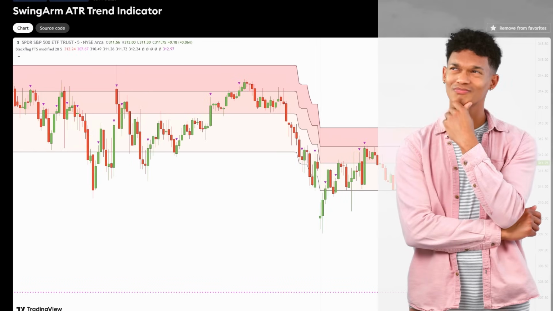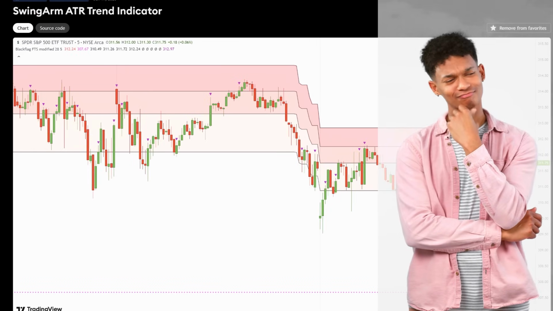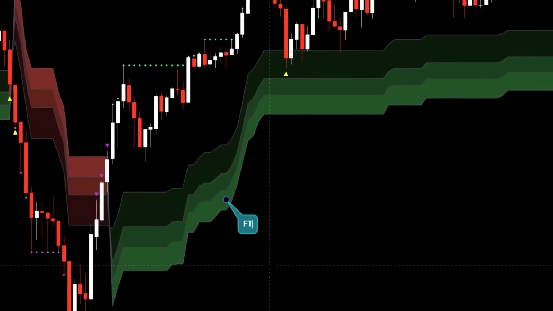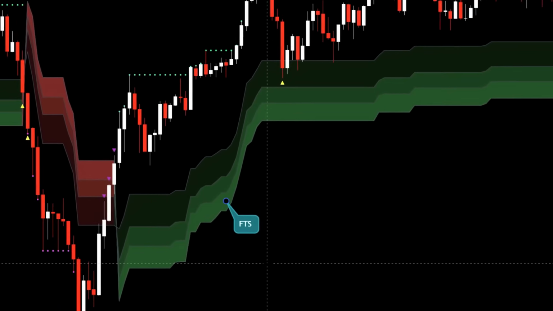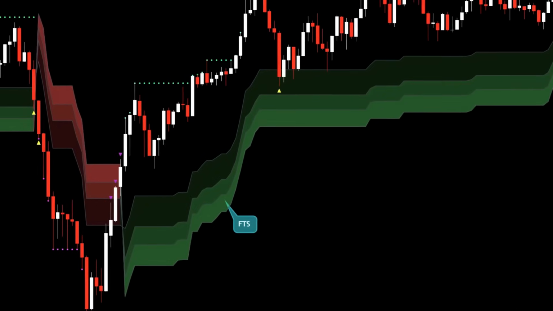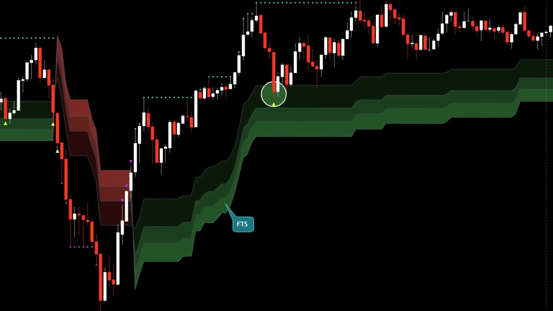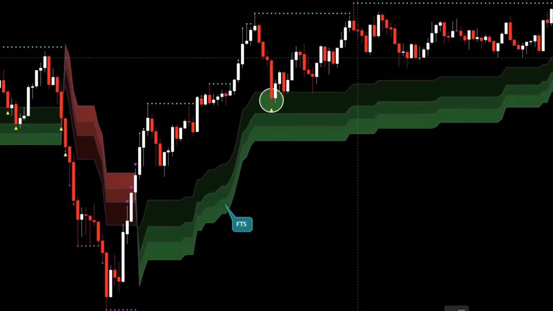Alright, let's break down what the swing arm indicator is exactly doing for you. See the colored band, the ribbon on your chart? That's the FTS ribbon. This is the main visual you need to pay attention to. The key function of this ribbon is acting as a dynamic support and resistance level. It's not static like a horizontal line. It moves with the price action.